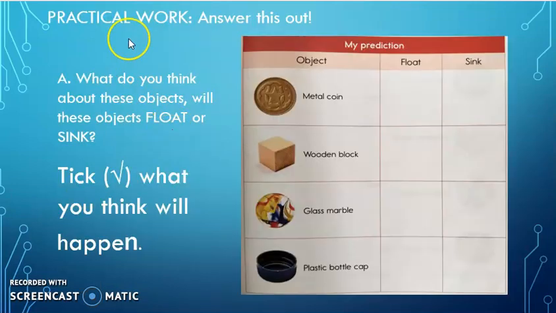Let's continue. Now, I want you to have a practical work. So this practical A, this is very easy. All you have to do is to look at these 4 objects here and think. Predict means just guess if you think this object will float or sink. So tick. The next one, the wooden block, the glass marble, and the plastic bottle. Do you think they will sink or float? Keep going.